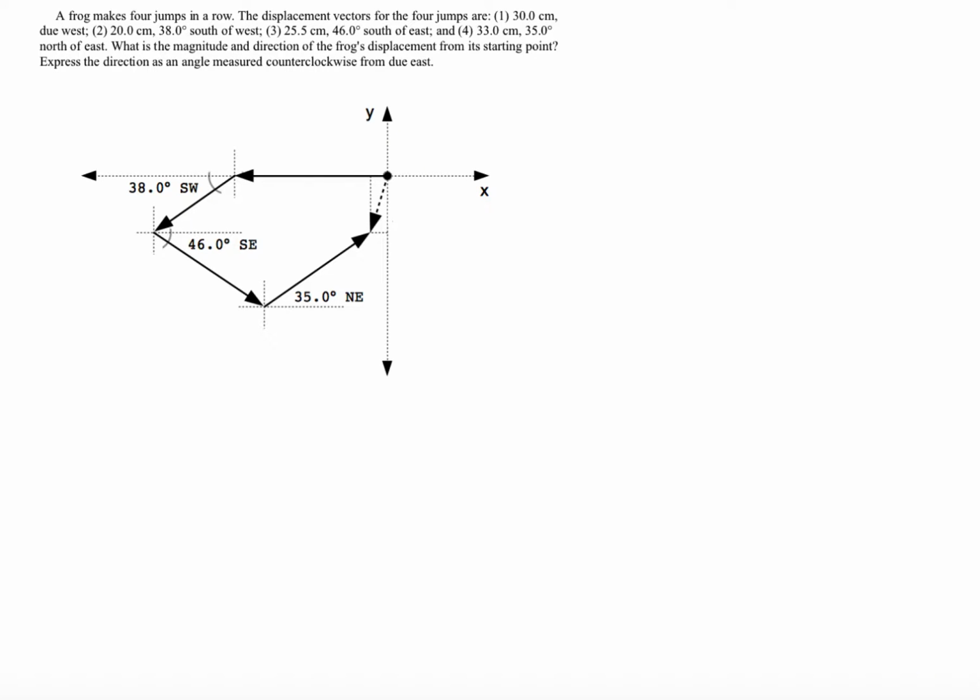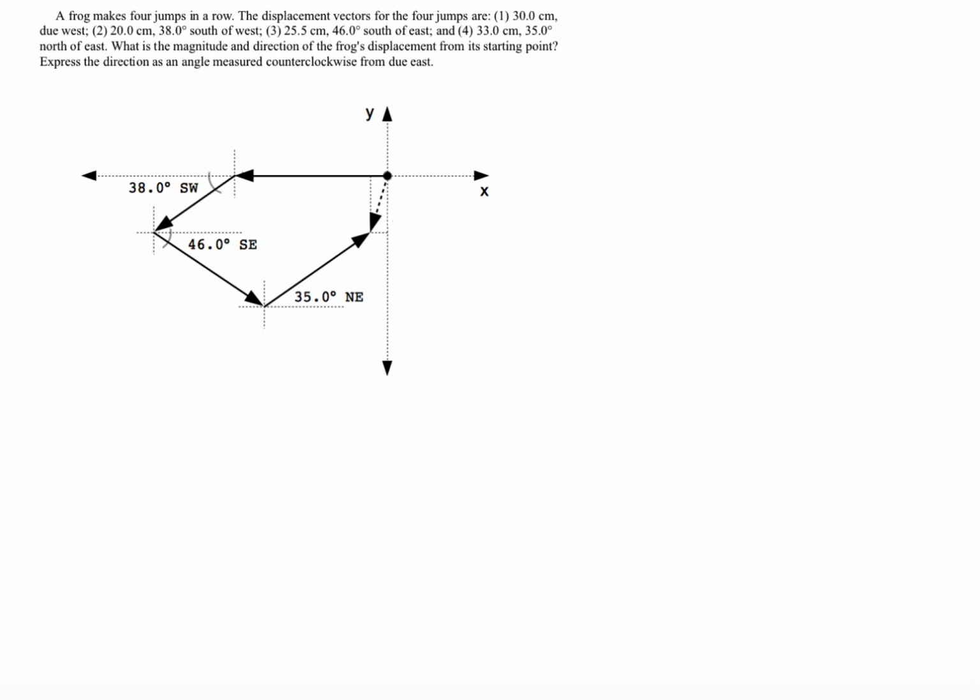This problem says a frog makes 4 jumps in a row. The displacement vectors for the 4 jumps are 30 centimeters due west, 20 centimeters 38 degrees south of west, 25.5 centimeters 46 degrees south of east, and 33 centimeters 35 degrees north of east. We want to find the magnitude and direction of the frog's total displacement from its starting point. Express the direction as an angle measured counterclockwise from due east.